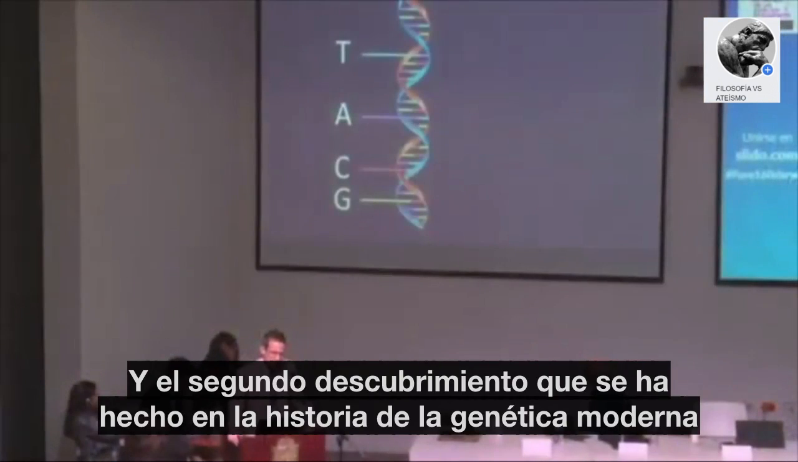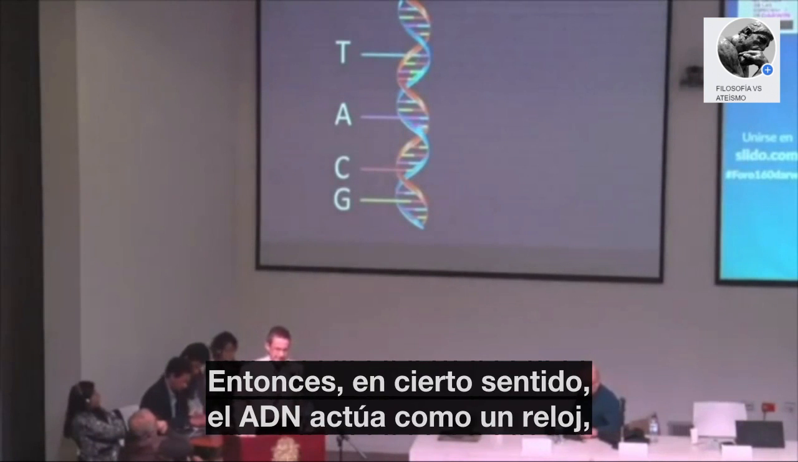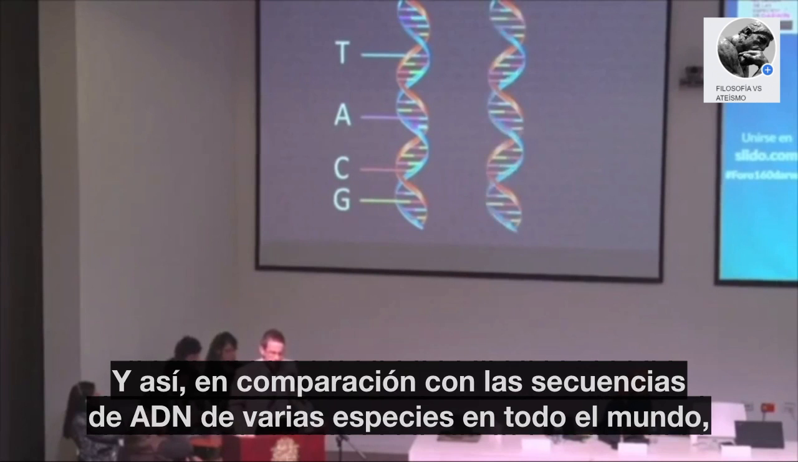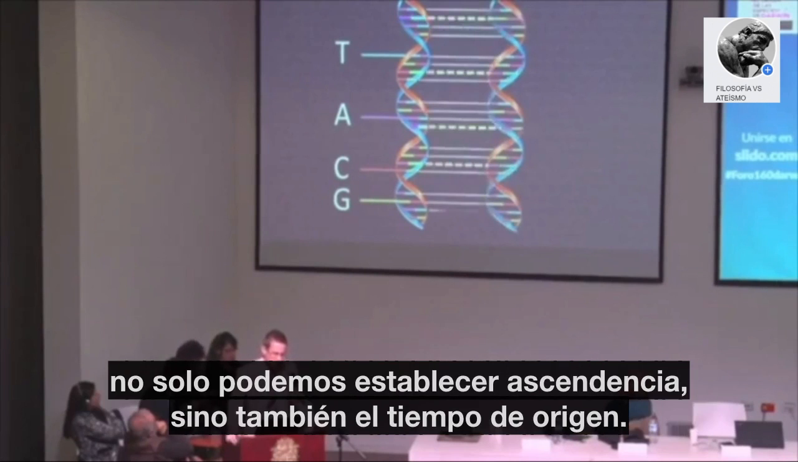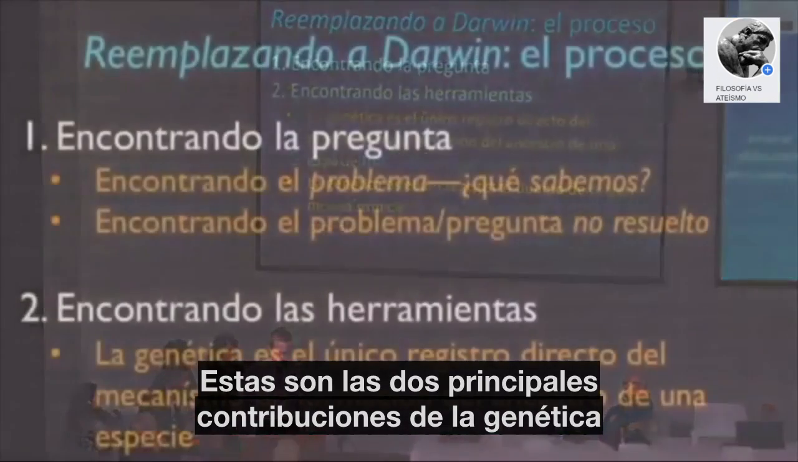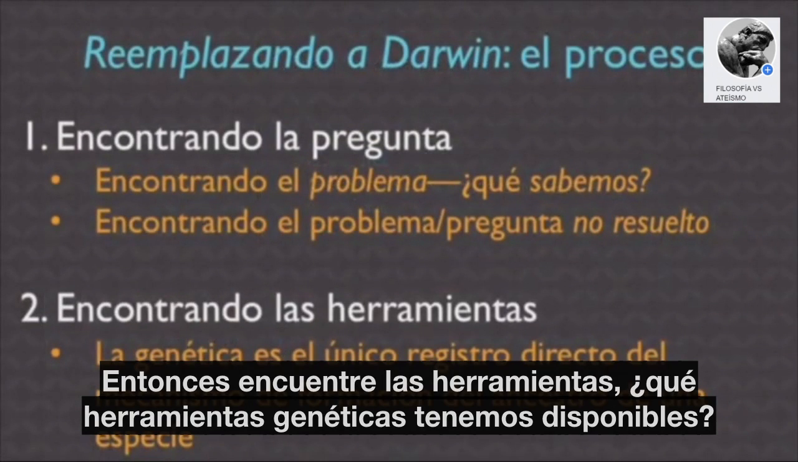And a second discovery that's been made in the history of modern genetics is that DNA changes with time. Mutations happen. So in a sense, DNA acts like a clock, recording the time since species first originated. And so by comparison of DNA sequences of various species around the globe, we can not only establish ancestry, but also time of origin. So these are the two major contributions of genetics to this question. So find the tools. What genetic tools do we have available to us?